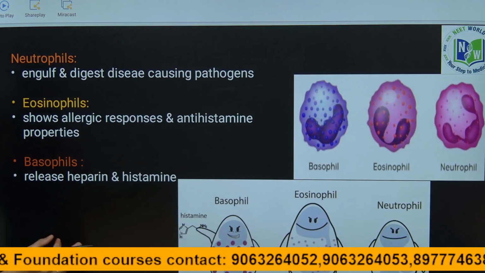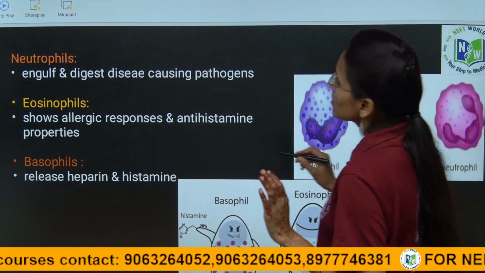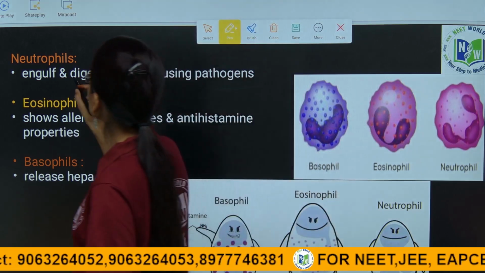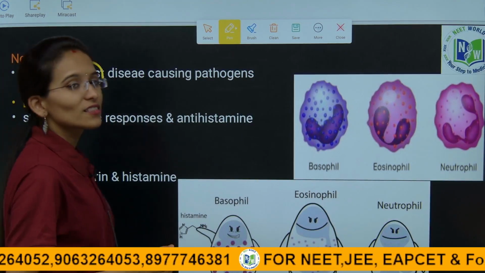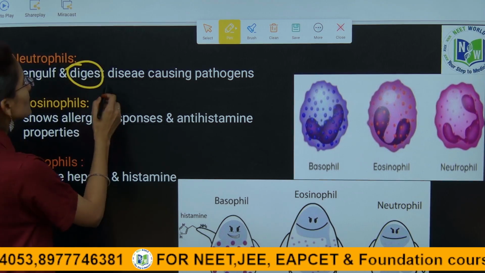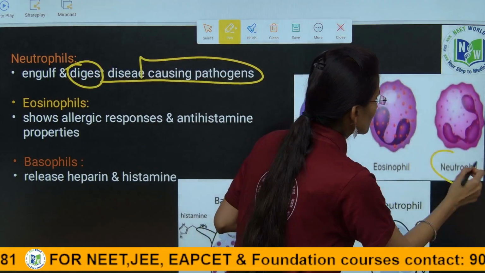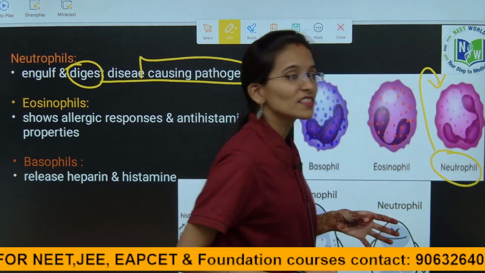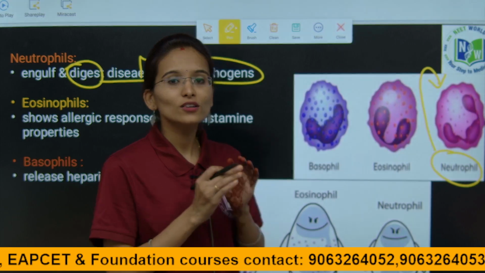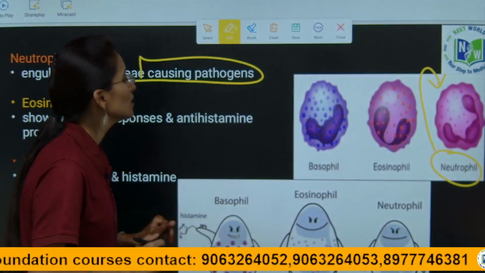Okay, so it's better to learn the basics here itself. Yes, coming towards the neutrophils, they are going to capture, engulf and digest the disease causing pathogens. Where are the neutrophils here? See here, these are the neutrophils. They will engulf the bacteria and digest all those bacteria, they are going to digest those pathogens. These are the neutrophils.